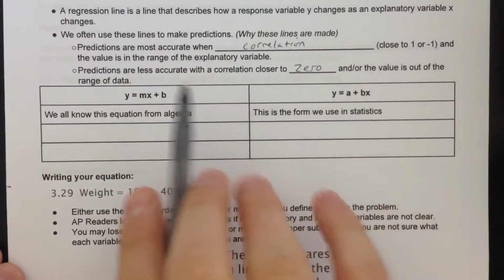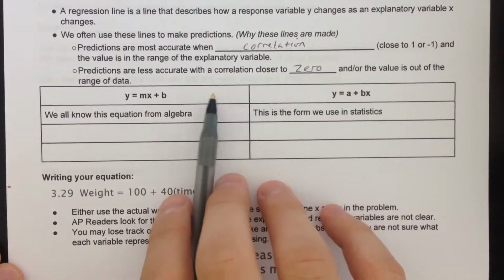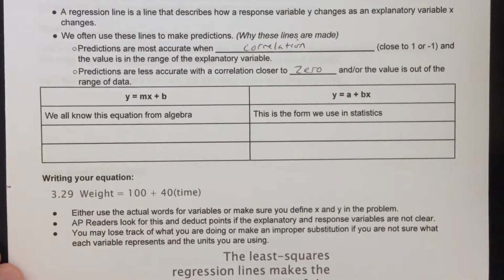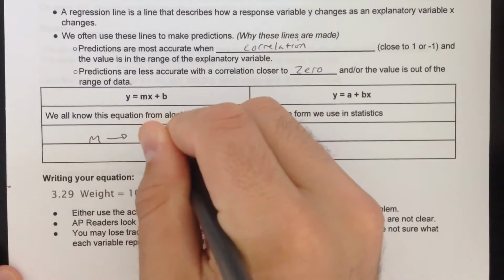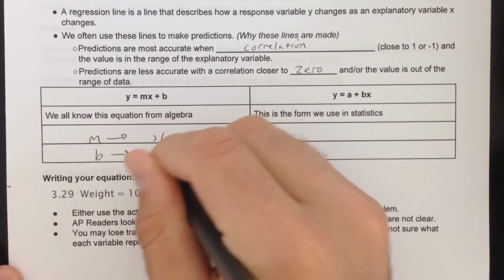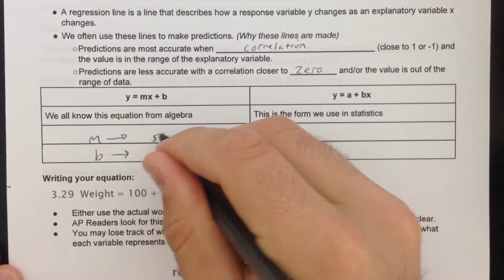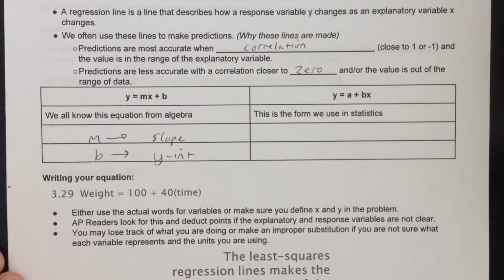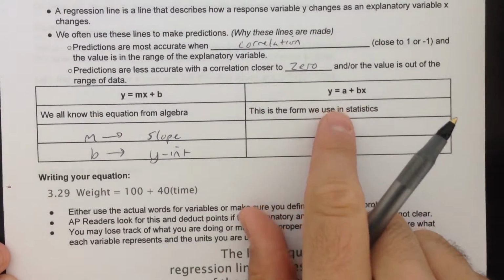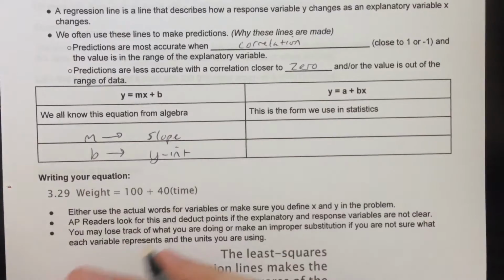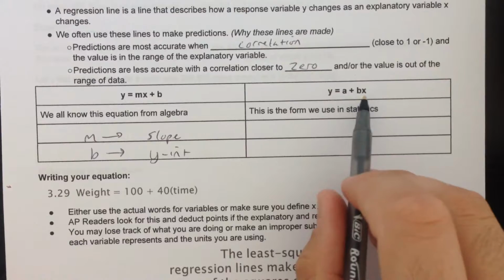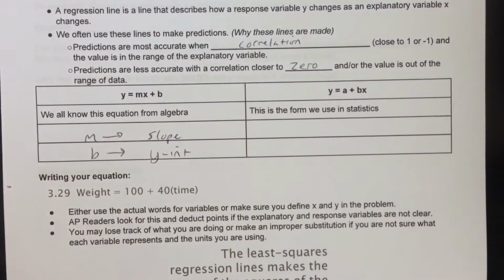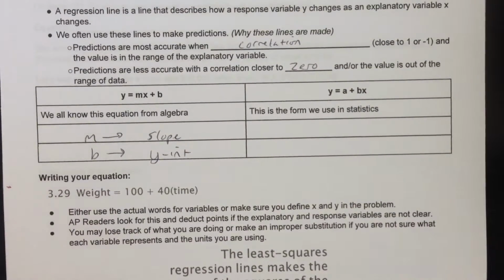Alright, this table here is just going to show you the difference in how the equations look from algebra to statistics. In algebra, we did y equals mx plus b. M was the slope. B was the y-intercept. And those are the two variables of the equation, something you've seen quite a bit. In statistics, they like to do things the exact opposite direction. So they write their y-intercept first, a, and their slope with the x value second. There is no math change at all. It's simply cosmetic.